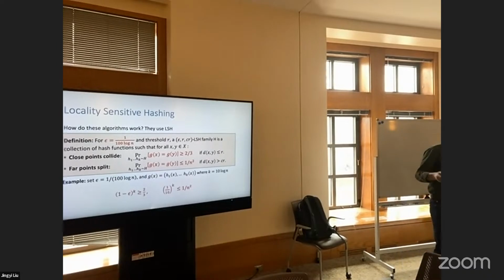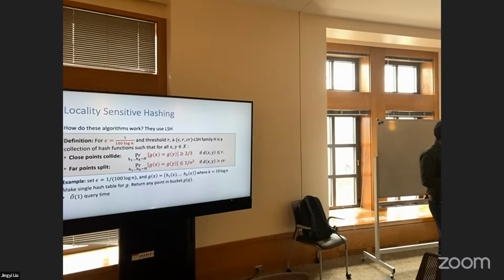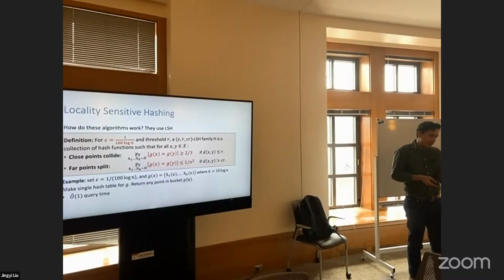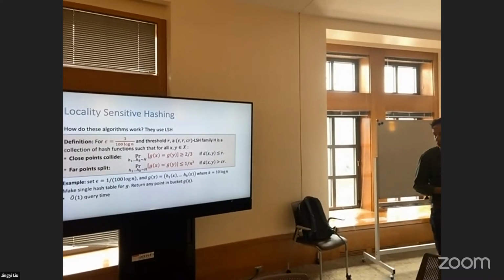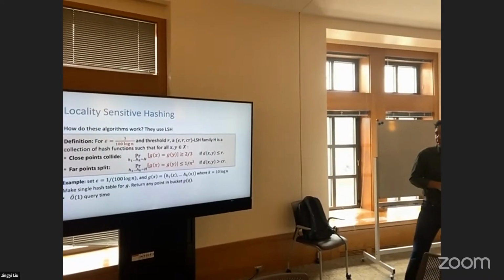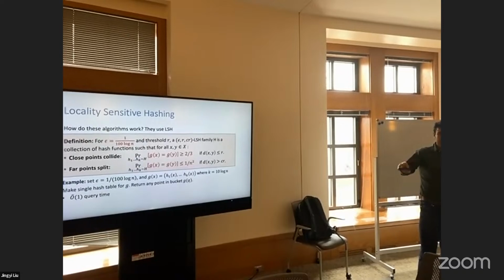You just draw one of these hash functions, build your hash table in preprocessing, and when you get your query, look at the hash bucket, see what it collides with, and return any one of those points, and you're guaranteed with probability 2/3 to have found a close point. So that's a very simple algorithm if you had such an LSH for nearest neighbor search. There's a very easy reduction from LSH to nearest neighbor search.